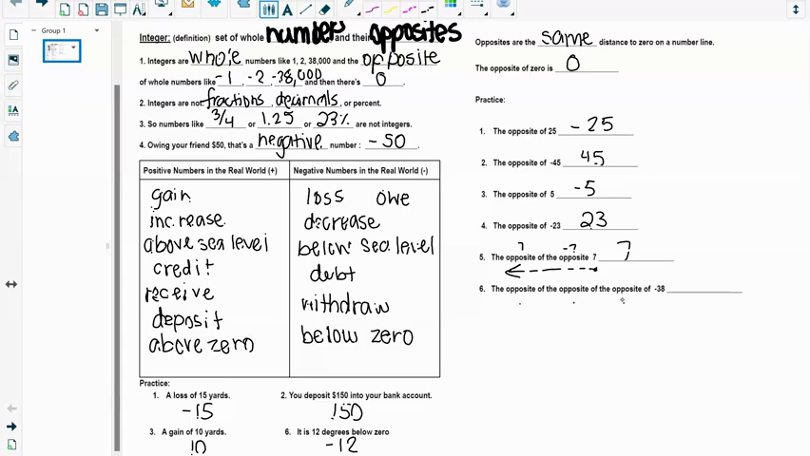Same thing. We've got a bunch of opposites here. So we're starting with negative 38. The opposite of that is 38. The opposite of that is negative 38. And the opposite of that is 38. All right, so that is our introduction to integers. In our next lesson, we'll talk about putting them on a number line and comparing them. But for now, that is all.